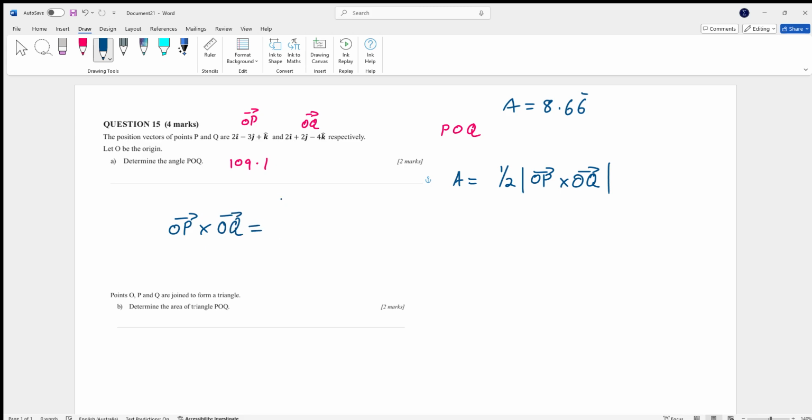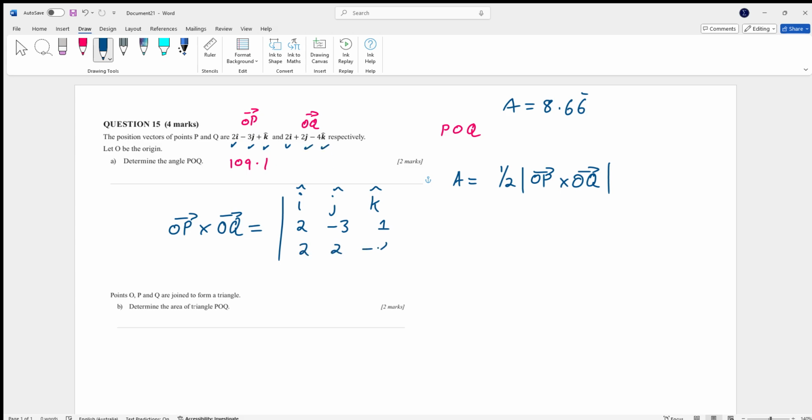So when you're crossing two vectors, you set it up in a 3x3 matrix. You have I, J, and K on the top to represent the components. In the first row here, you have the first vector listed. So here, because it's O to P, I'm going to put the 2, the -3, and the 1 here. So 2, -3, and 1.